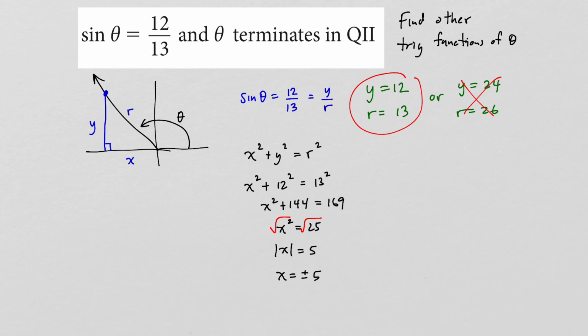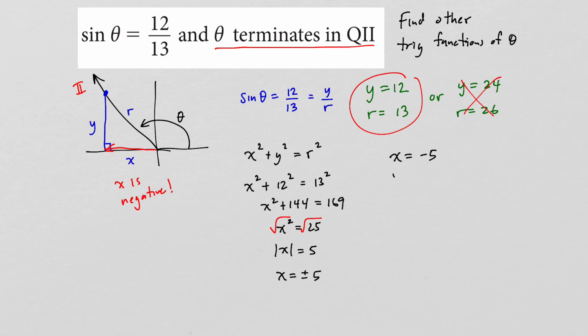But x can't actually be positive or negative 5. It has to be one or the other. So let's remember that if theta terminates in quadrant 2, that means we're over here in the second quadrant. And in the second quadrant, x is negative. So the value of x for us must be x equals negative 5.